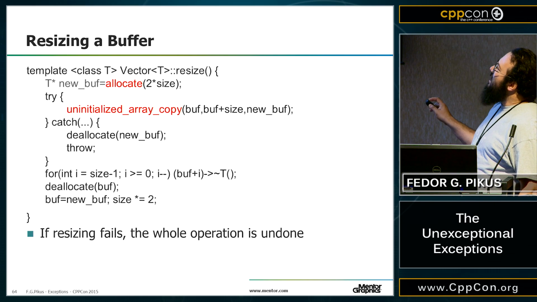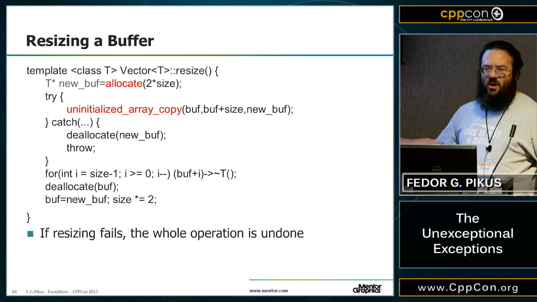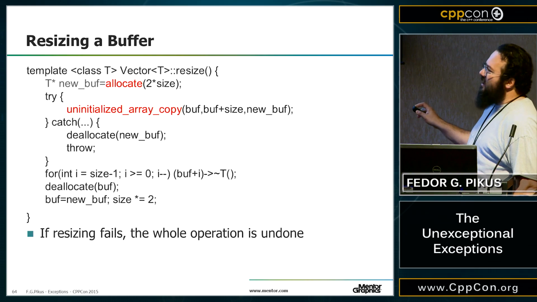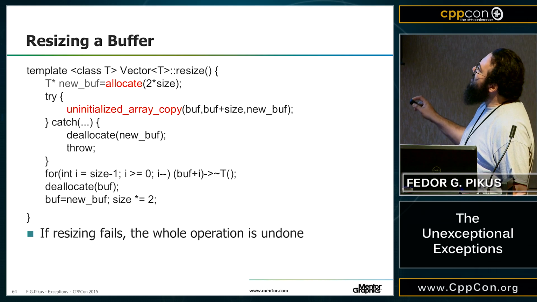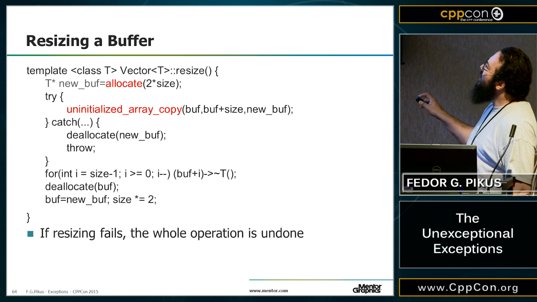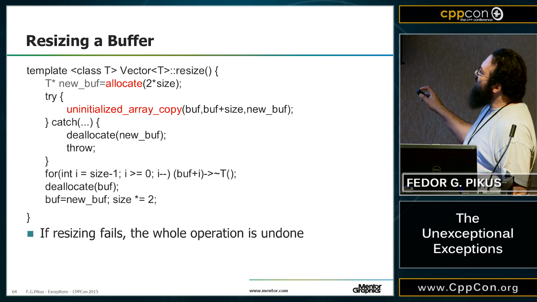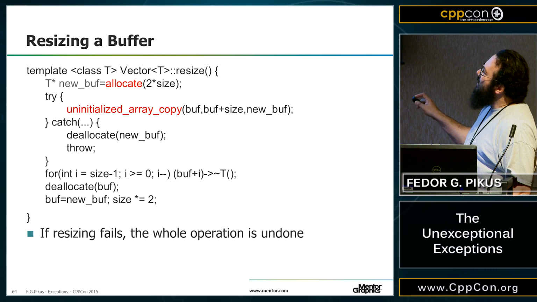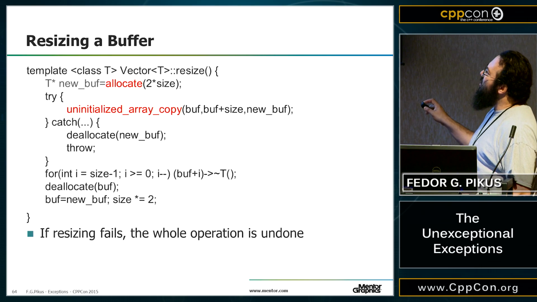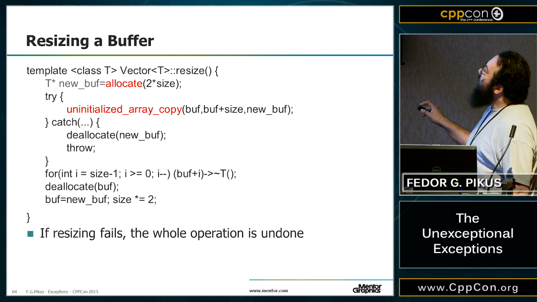So what does the resize do? Well, it allocates new memory. So vector is basically a wrapper around a big array. It has a contiguous buffer, so if we want to resize, let's say this resize, it always doubles the memory. The real resize takes a parameter, but that's unimportant here. Now allocate. Okay, if that fails, you just throw. Nothing changed. All right.